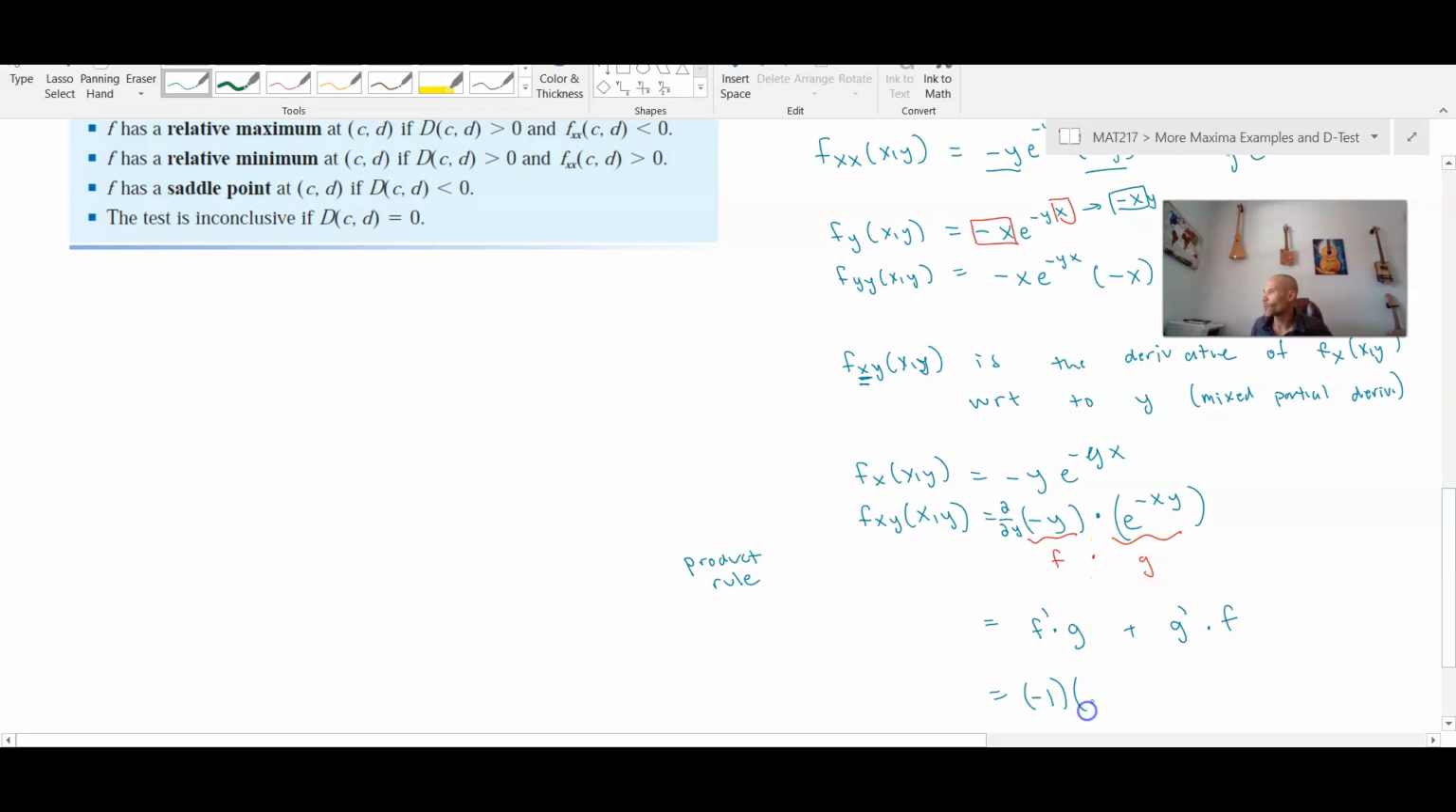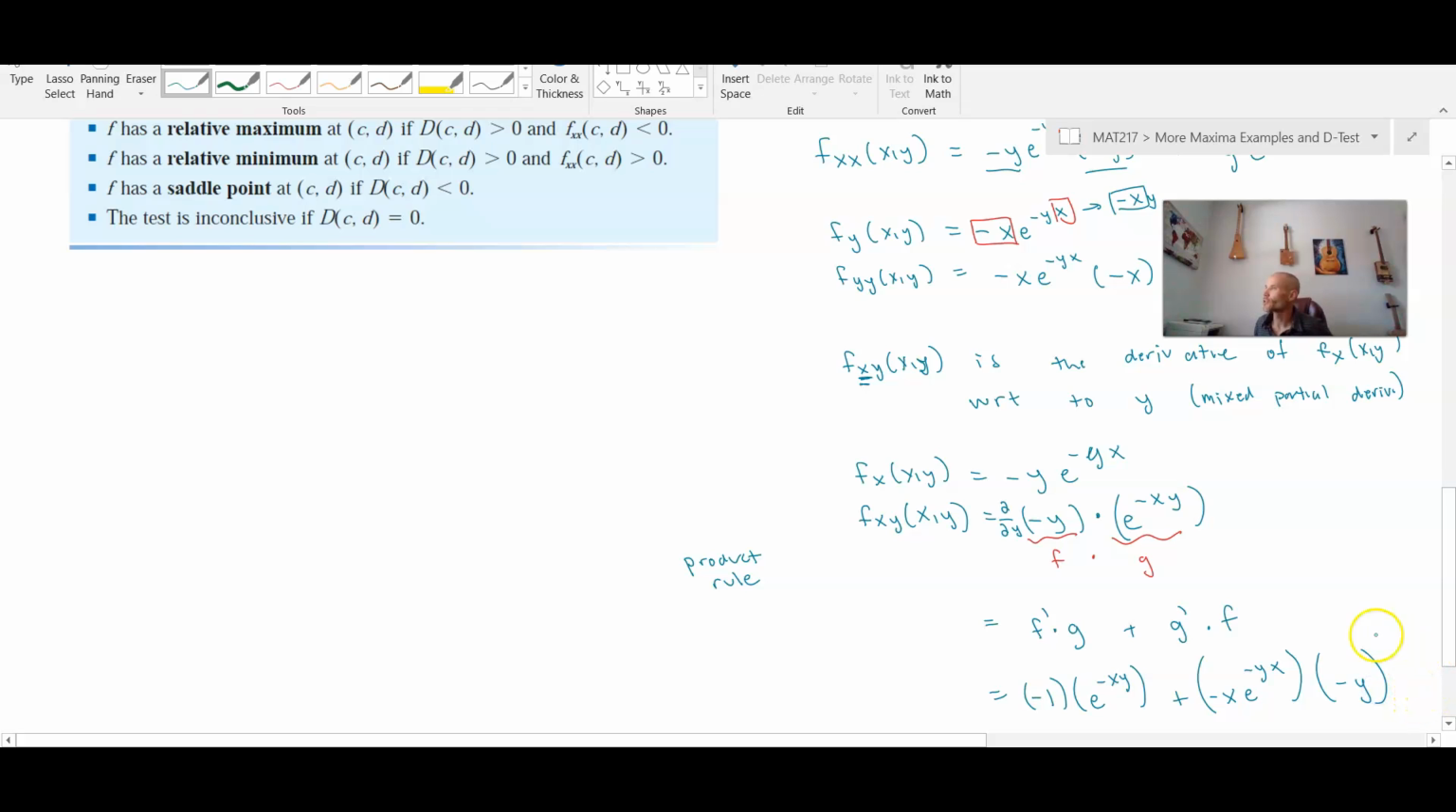G is just the original function, e to the negative xy, plus the derivative of e to the negative xy with respect to y. That's what we're taking the derivative with respect to. We already know what that is. We don't have to do it again. That's equal to this up here. That's going to be negative x e to the negative yx. That's my g prime. My f is the original function here, which is negative y.